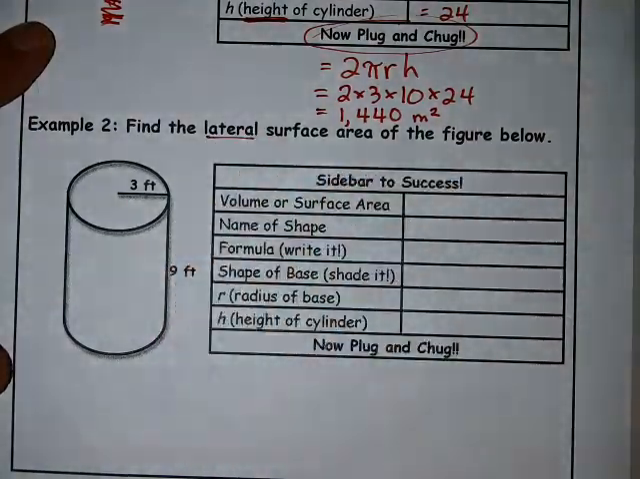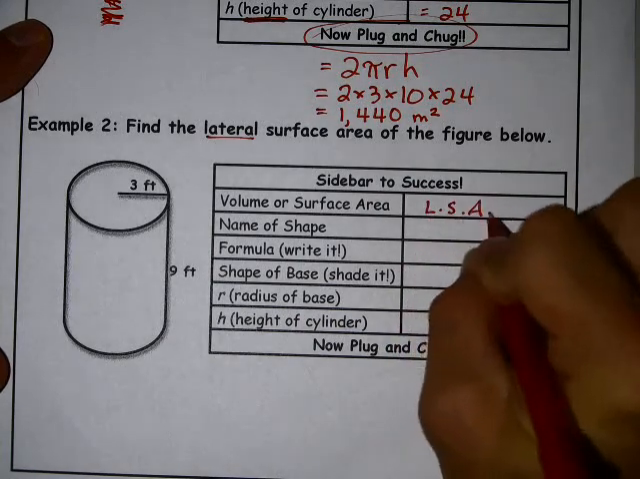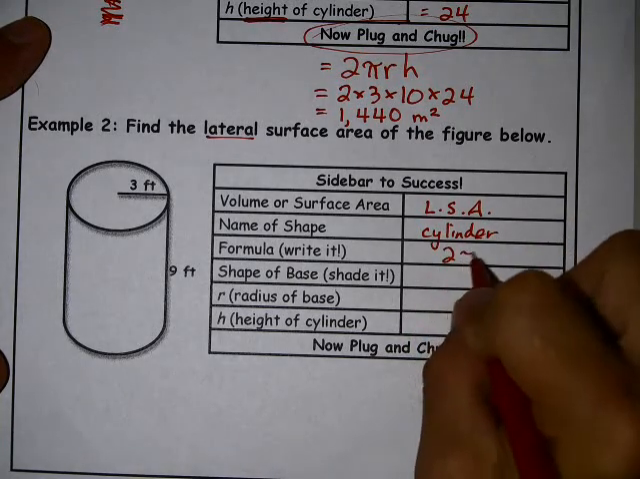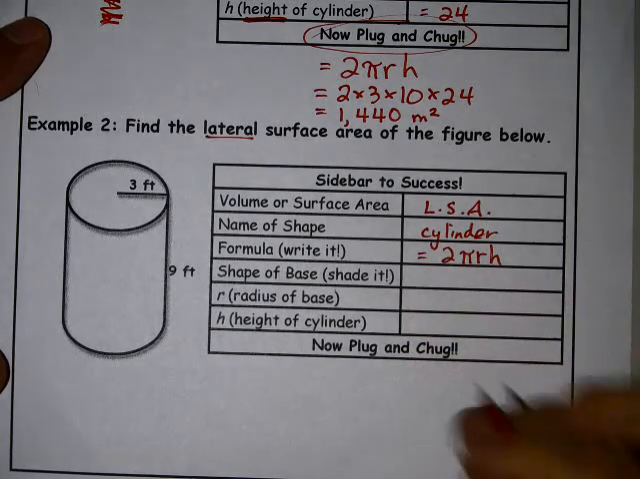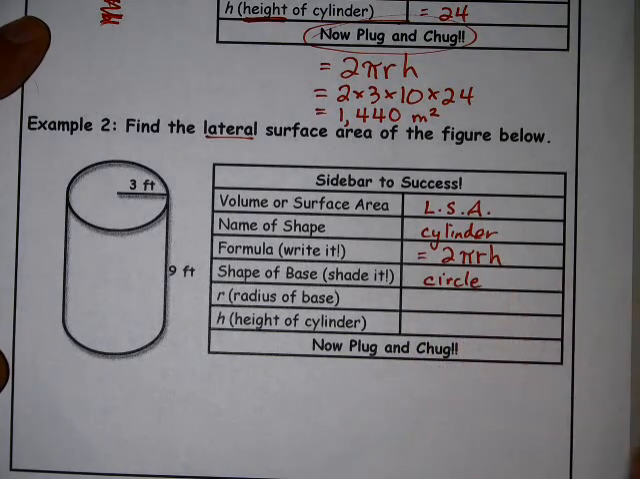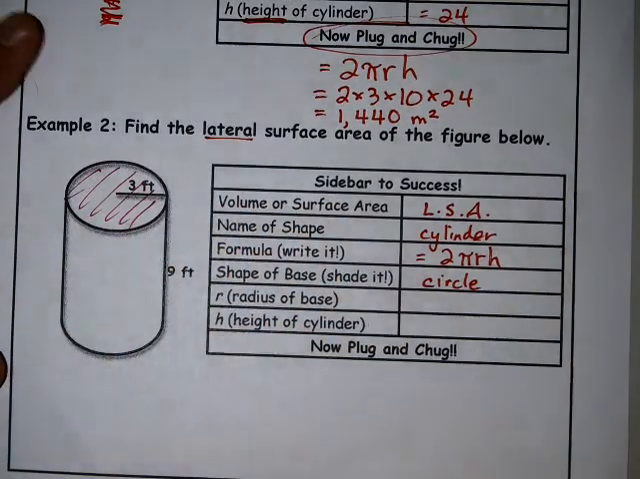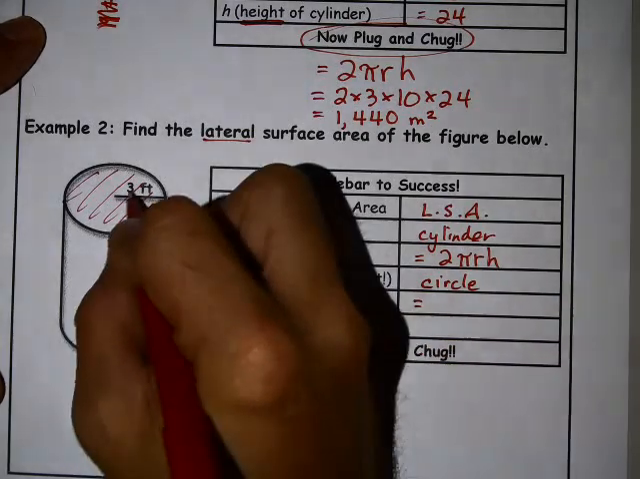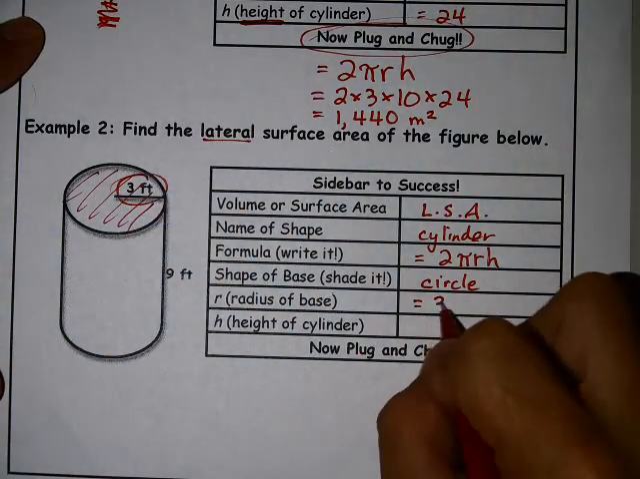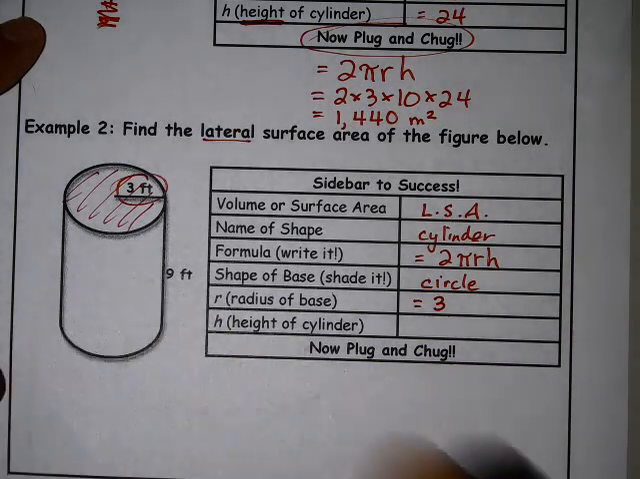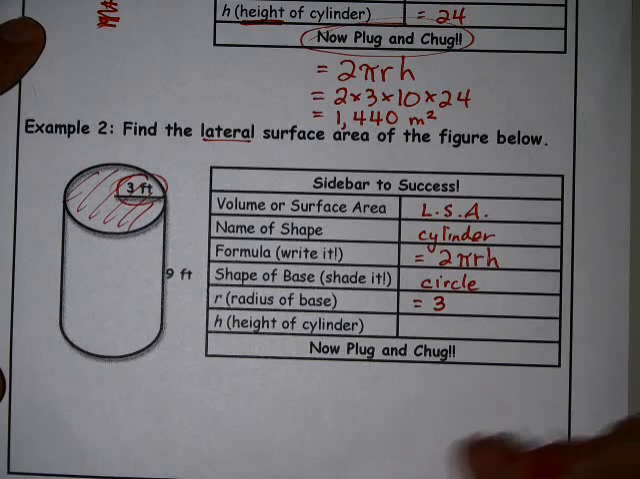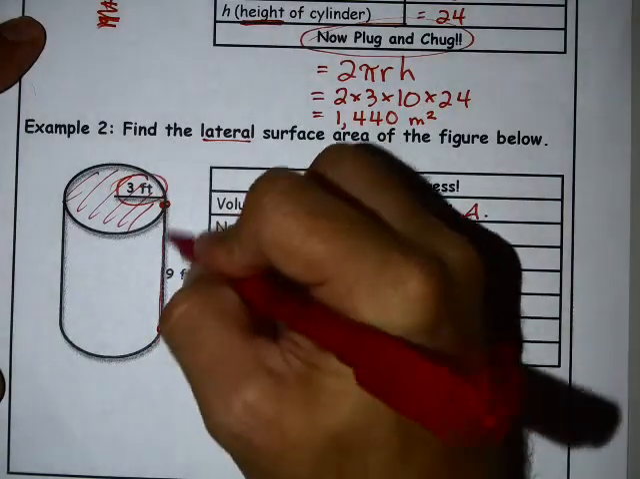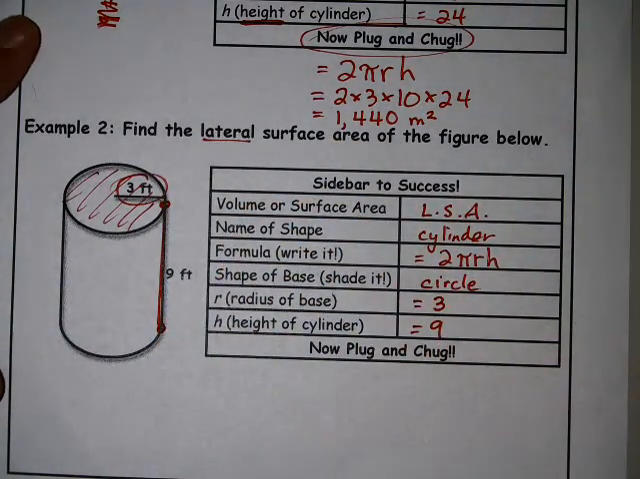Find the lateral surface area. So again, we're doing lateral surface area. The name of the shape is a cylinder. The formula, pretty easy one, 2 pi radius height. Shape of the base we know is a circle, and we're going to shade it in, even though we don't really use it much for the first half of the formula other than finding the radius. So the radius, as you see, we are given that number 3 because that's half the circle, or half the distance across the circle. And then the height, again, we're talking about the height of the cylinder, how tall the actual cylinder is. So that's the line, again, that connects the two bases, and that number is 9.